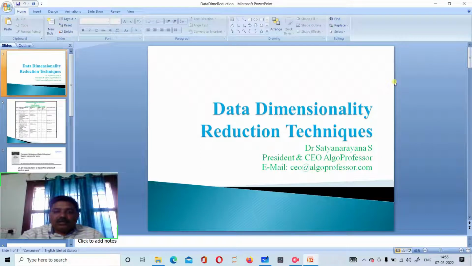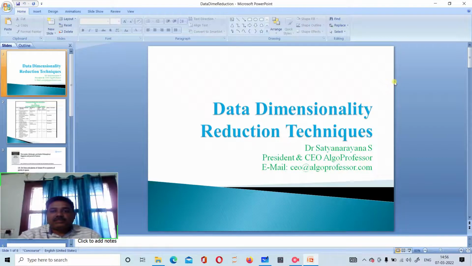Machine learning models are classified into four types: supervised machine learning model, unsupervised machine learning model, semi-supervised machine learning model, and the last one, reinforcement machine learning model. The semi-supervised machine learning model is a combination of supervised and unsupervised. So look at supervised learning.